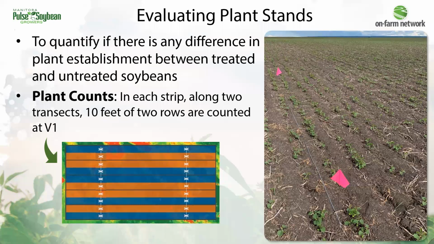Before we get into yield, we evaluated early season plant stands in these trials to see if there was any difference in establishment between treated and untreated soybeans. So plant counts were taken at V1, where 10 feet of 2 rows were counted in each strip, and this was done on 2 different stops along the field where we counted those plants.